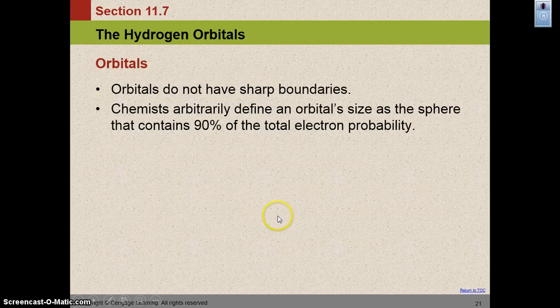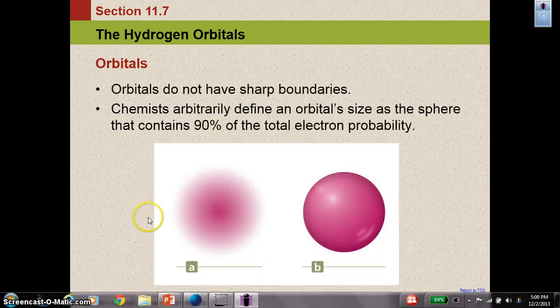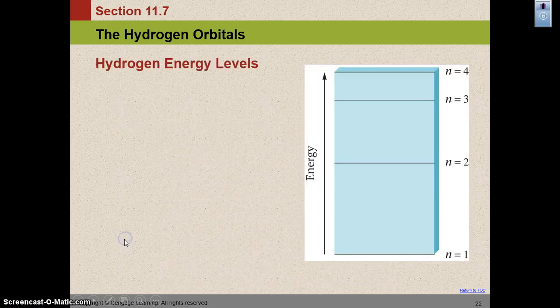Orbitals do not have sharp boundaries. Chemists arbitrarily define an orbital size as the sphere that contains 90% of the total electron probability. The former school of thought said that electrons were rotating around the nucleus, similar to the patterns of the planets around the sun. And we don't think that anymore. What we think happens is that electrons are found within probability clouds surrounding the nucleus. And that's what an orbital actually is.